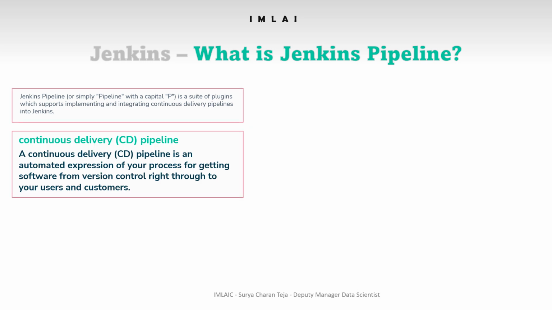A continuous delivery pipeline is an automated expression of your process of getting software or source code from version control right through to your users and customers. That's called continuous delivery. So every change to your software, that's every change done to your source code committed in source control, goes through a complex process on its way to being released.